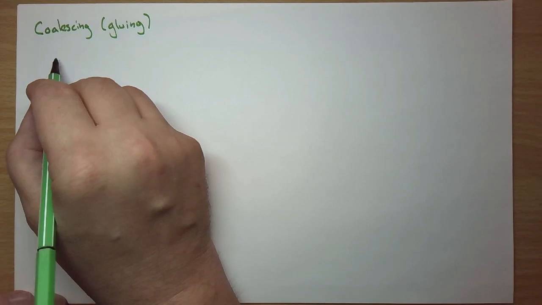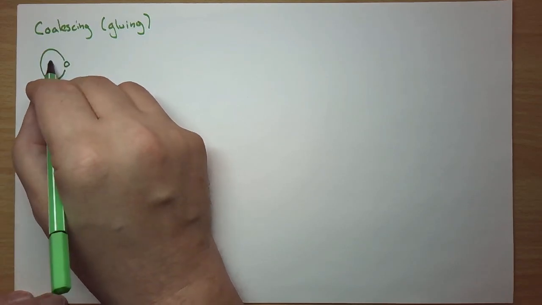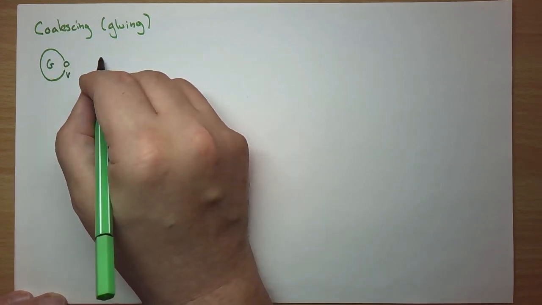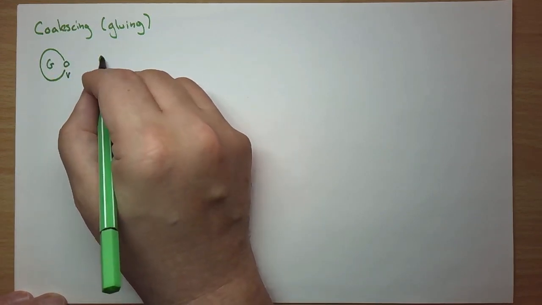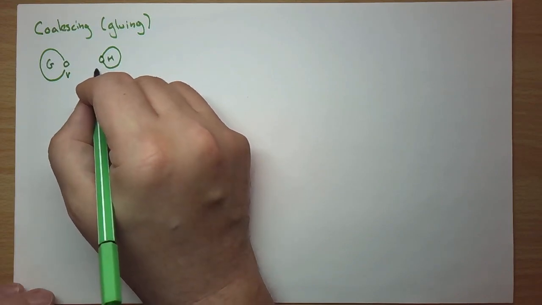And so the idea is, you have your first graph, we'll call it G, and you have a vertex labeled V. And you have a second graph, we'll call it H. And it can be a different graph, it can be the same graph.